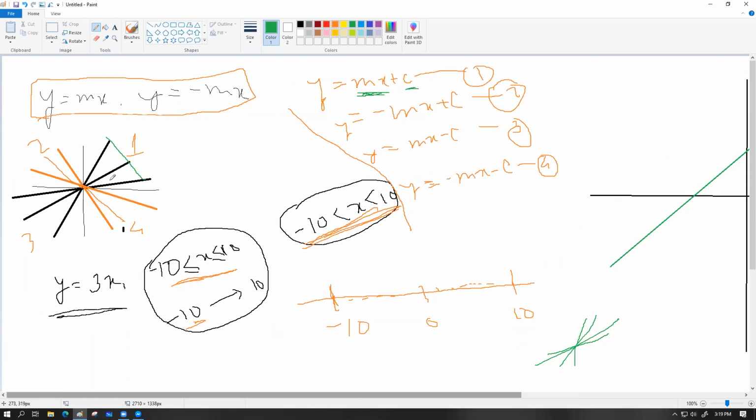So the right side of the line will always be up compared to the left side? Yes.